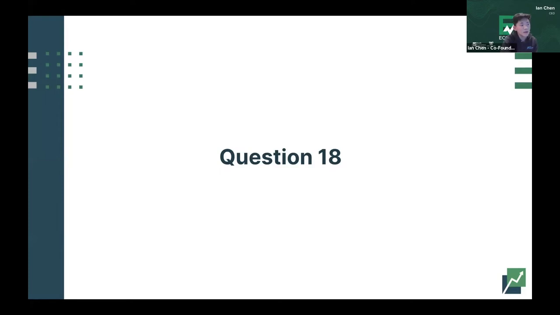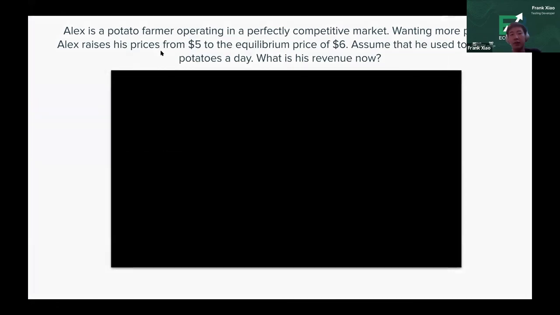Question 18. Alex is a potato farmer operating in a perfectly competitive market. Wanting more profits, Alex raises his price from $5 to the equilibrium price of $6. Assume that he used to sell 50 potatoes a day. What is his revenue now? Alan. 360. That is incorrect. No points will be deducted, but the question will now be deferred to the other teams. Shirag. 300. That is correct. 5 points will be awarded to Team 67, and we will now move on to the last problem.